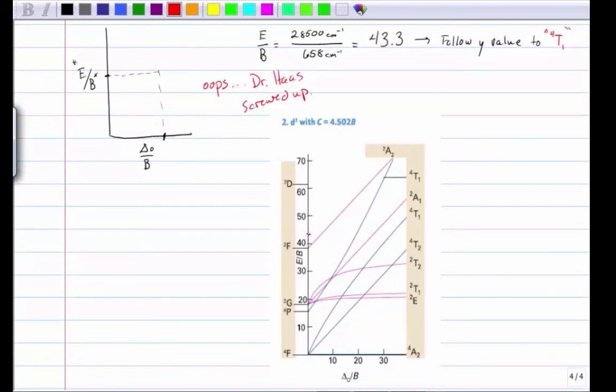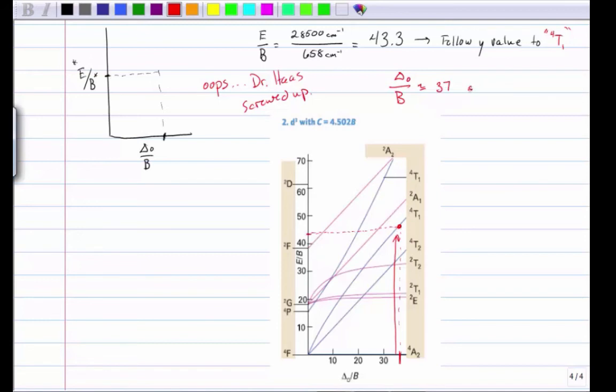Somewhere like that. You're not going to be super accurate about this, and that's fine. So the transition we're talking about is the 4A2 to the 4T1. So this transition. I'm going to take my 43, and if you could use a ruler to be better about this, but I'm going to say it starts right there, and then if I draw this line all the way down, I get something like 36, 37. So that's my delta O over B. And let's say that that's 37.